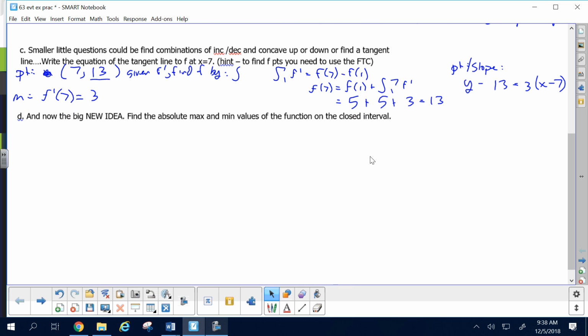It says find the absolute max and min values of the function on a closed interval. I expect this work to be done nicely. I expect it to be starting with the EVT. I know Mrs. Cannon doesn't necessarily require you to write the EVT. I do this. That's how I was taught.